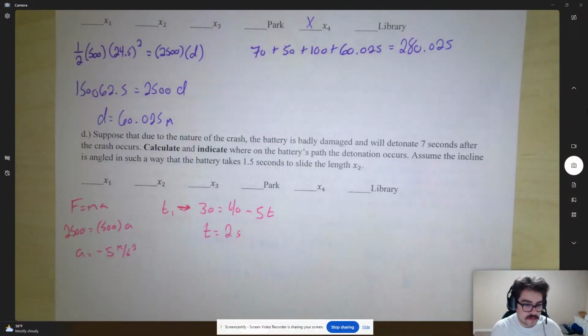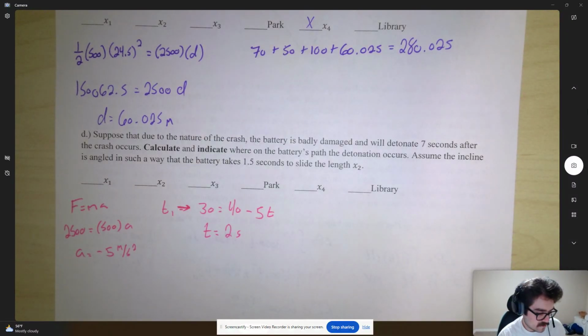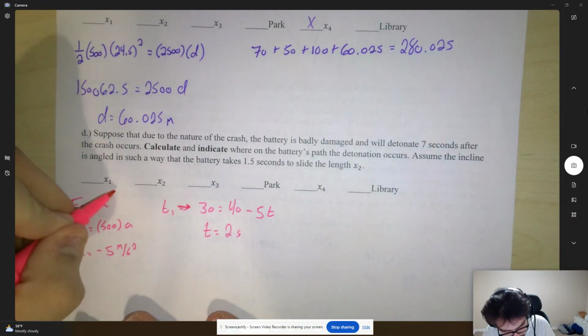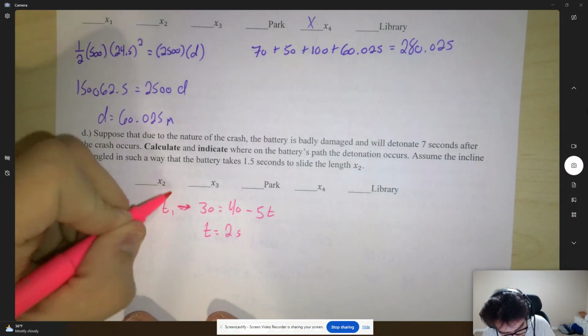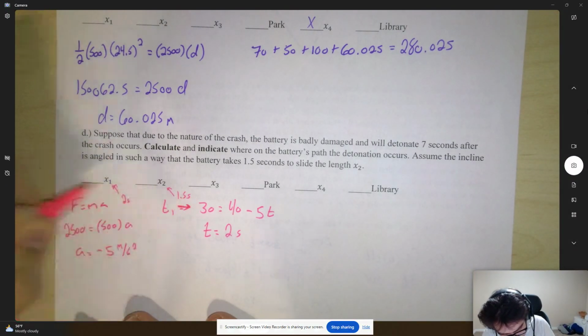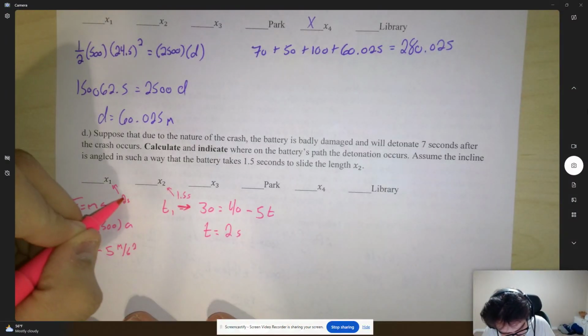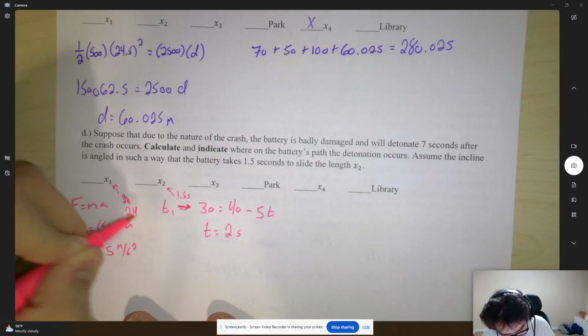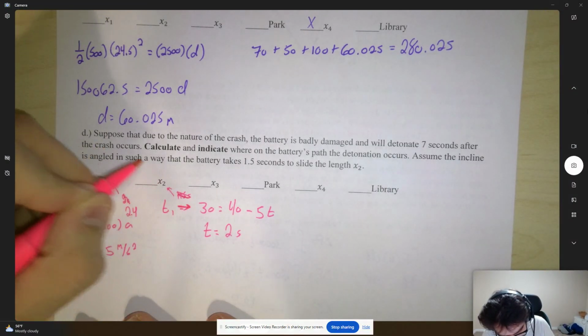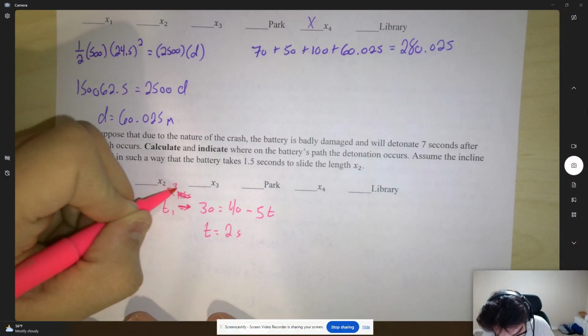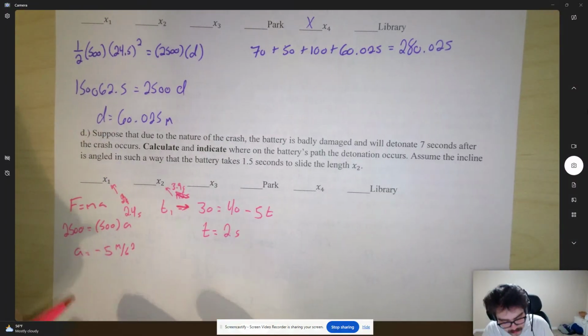Then add 1.5. What did I say I was at? I can't remember. 2 seconds plus the 0.4 is 2.4 seconds. Add the 1.5, I get 3.9 seconds. So this right here is 2 seconds, and this right here is 1.5 seconds. Back up, let's make this 2.4, and then this will be at 3.9 seconds. What about at x3?